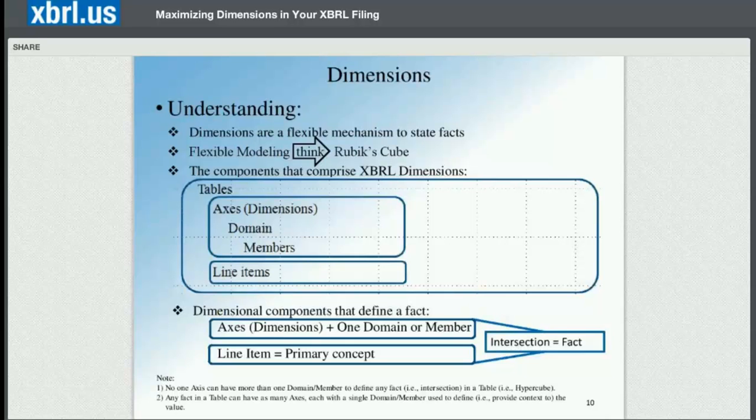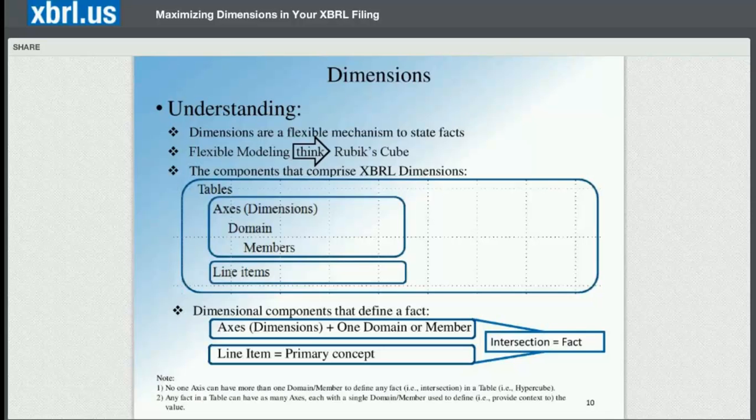Okay. When you think about dimensions, there's a given structure that's followed in the US GAAP taxonomy. The first is the table abstract. Again, it is the collection of related facts arranged according to the structure of a table. You will then see an axis or dimension, that's the common theme, and you can have multiple dimensions, multiple axes, and I'll speak to that in a second. Every axis will have a domain, and the domain will have members.